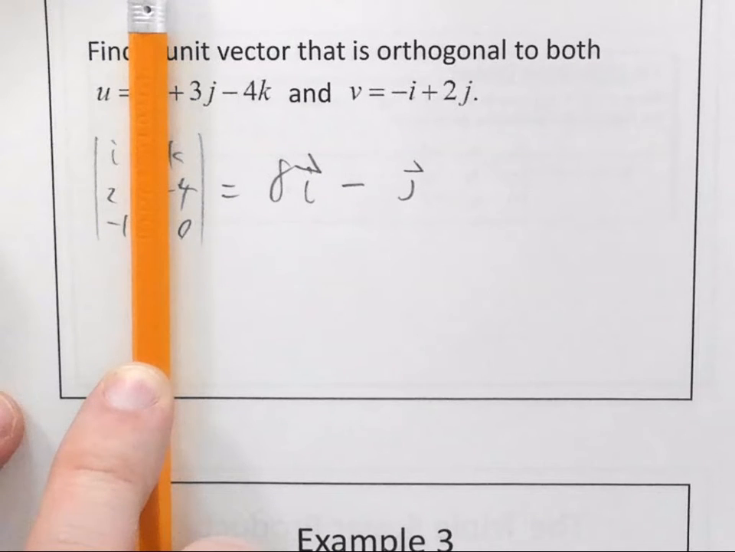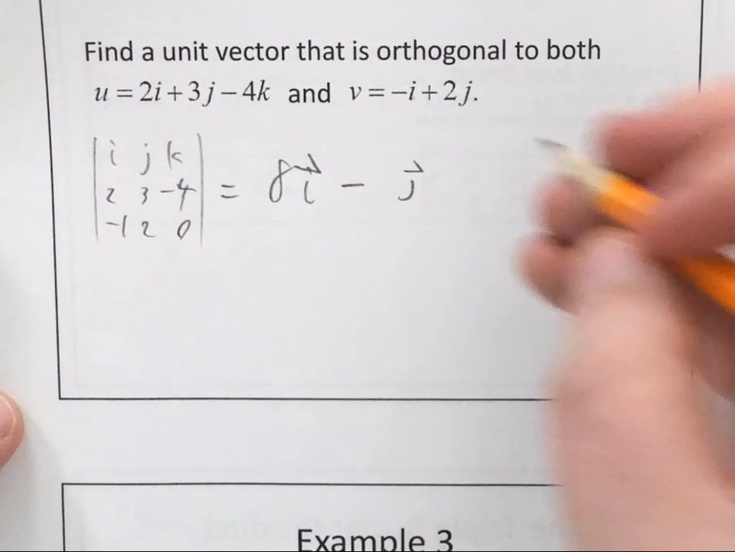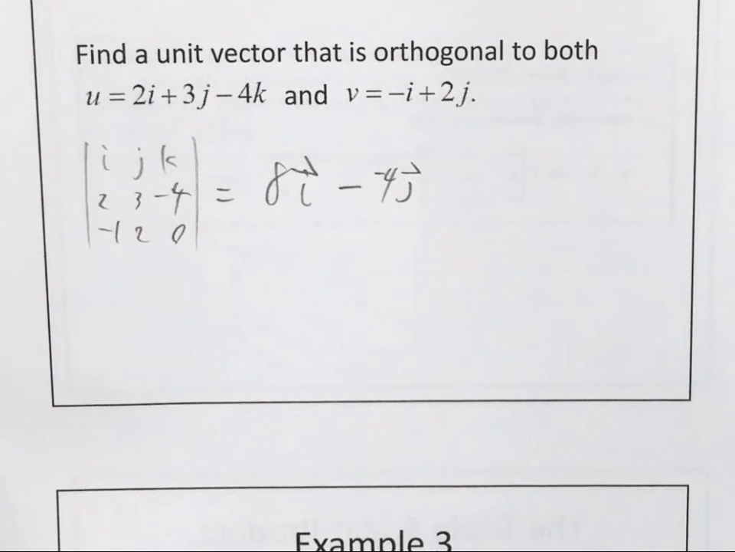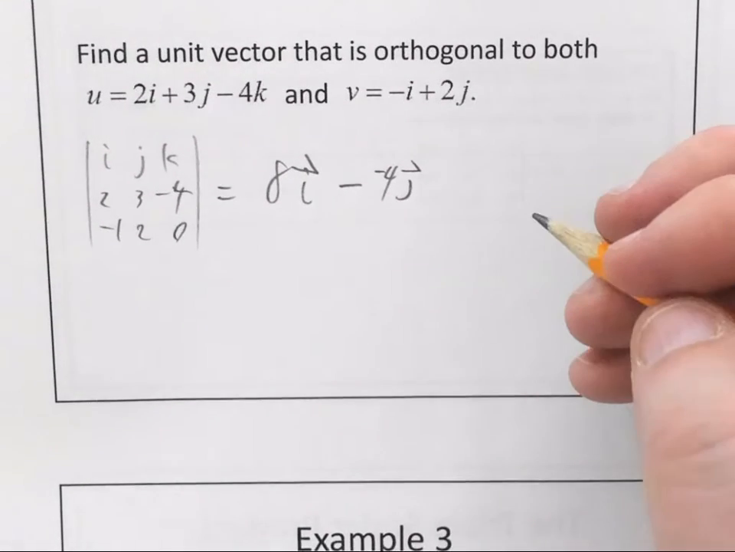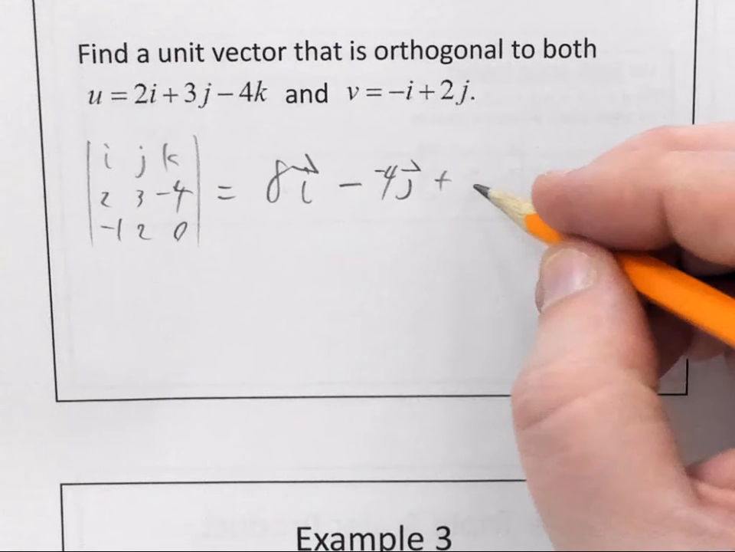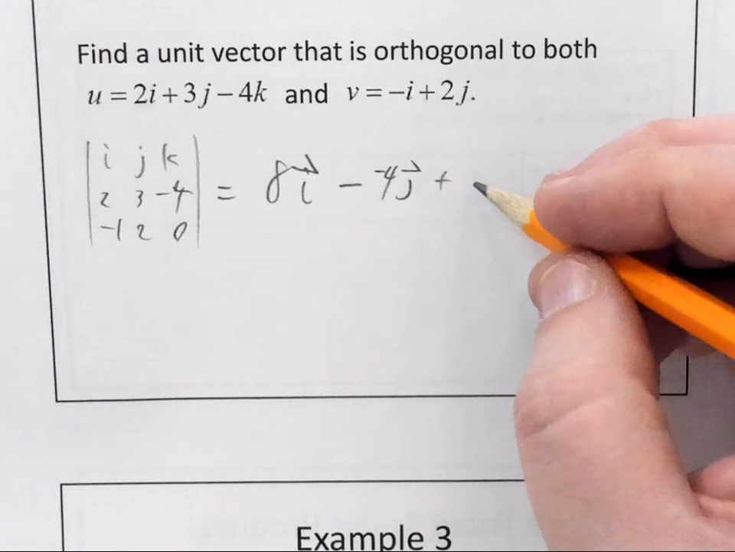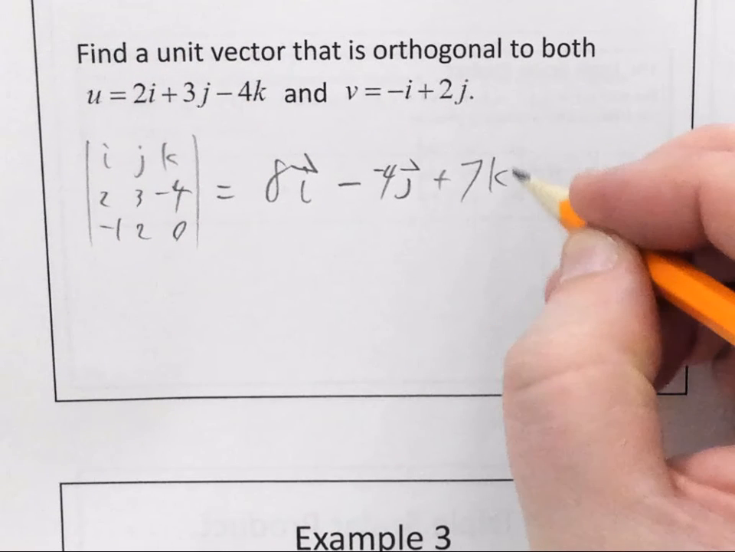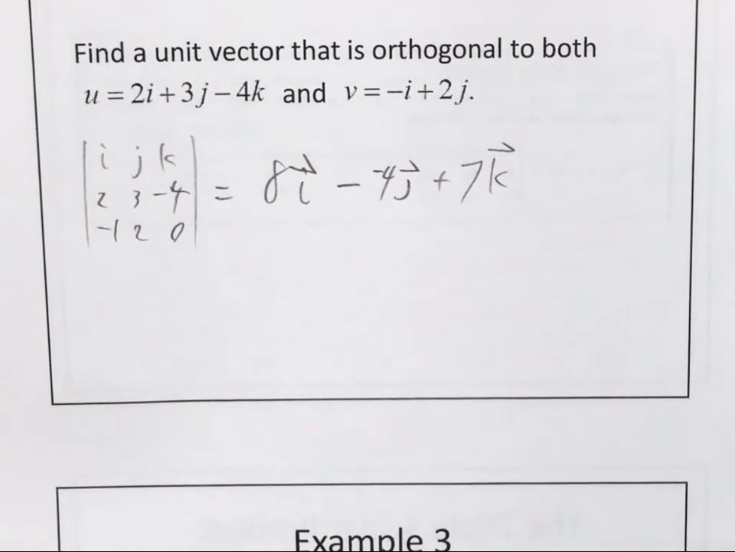And what do I get there? So when I subtract that, I'm going to get negative 4. So it's going to be minus negative 4, which will turn into plus 4. Okay. There's a lot of sign flipping there, so be careful. What about for k? 4 minus 3. So 7. Okay.